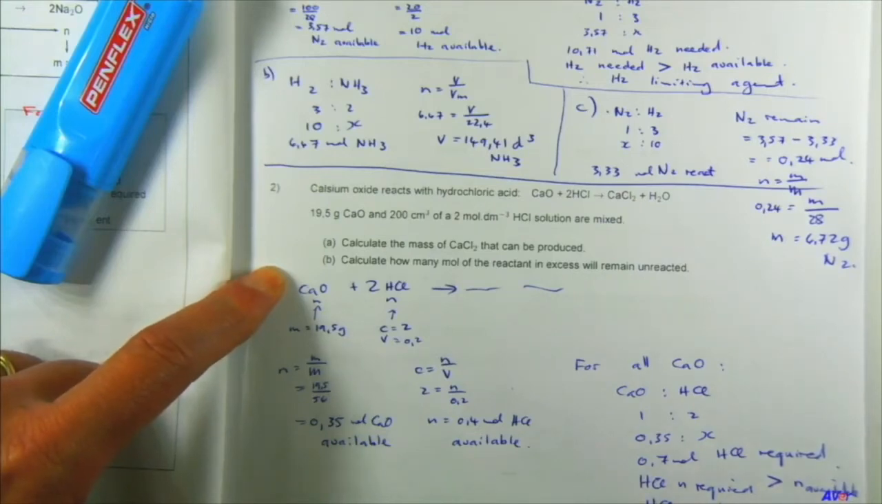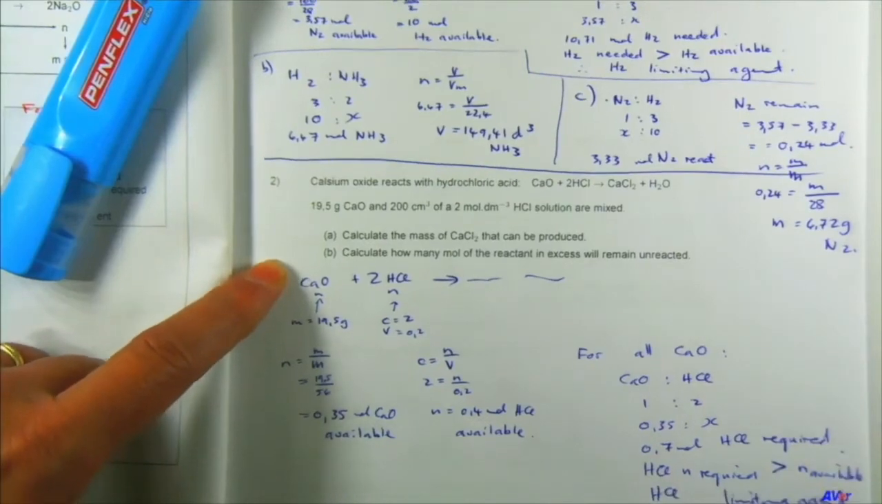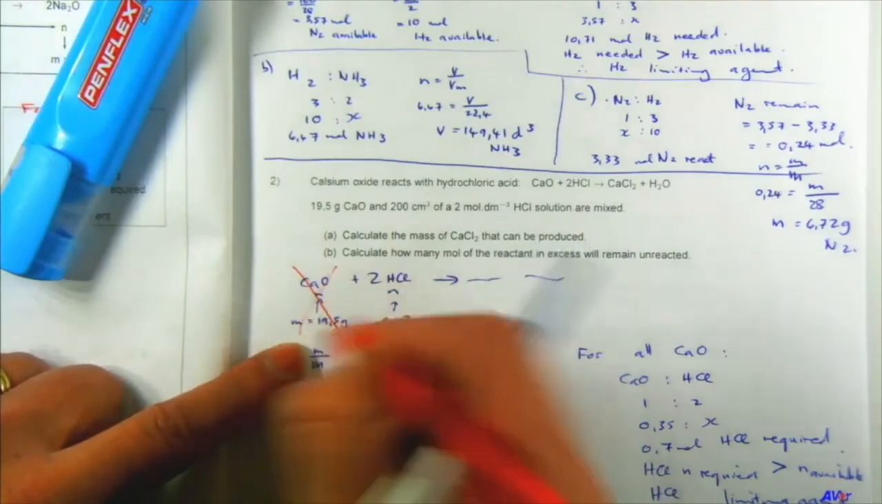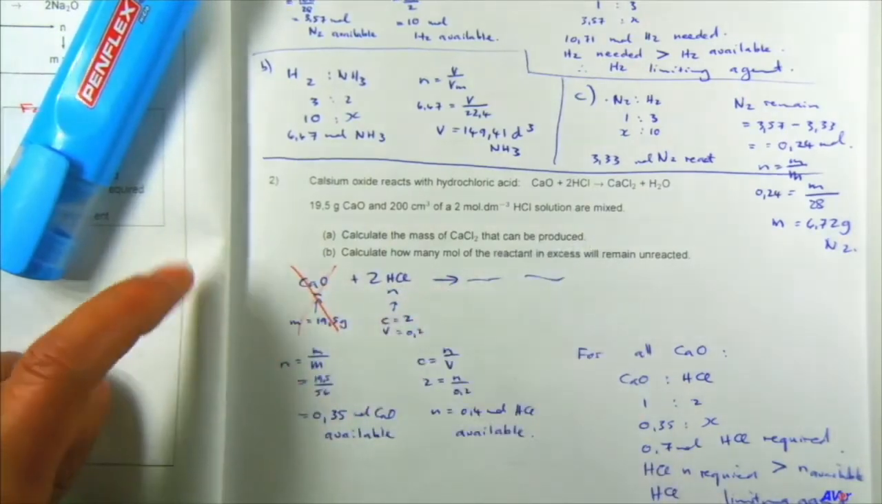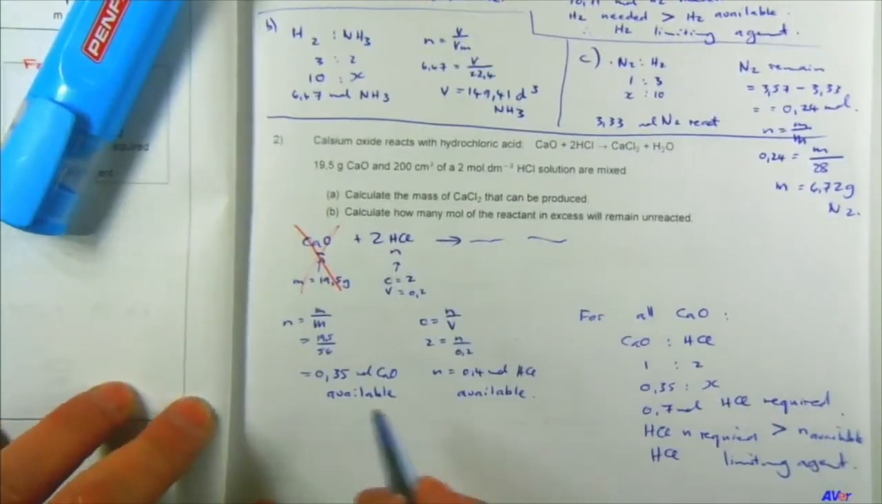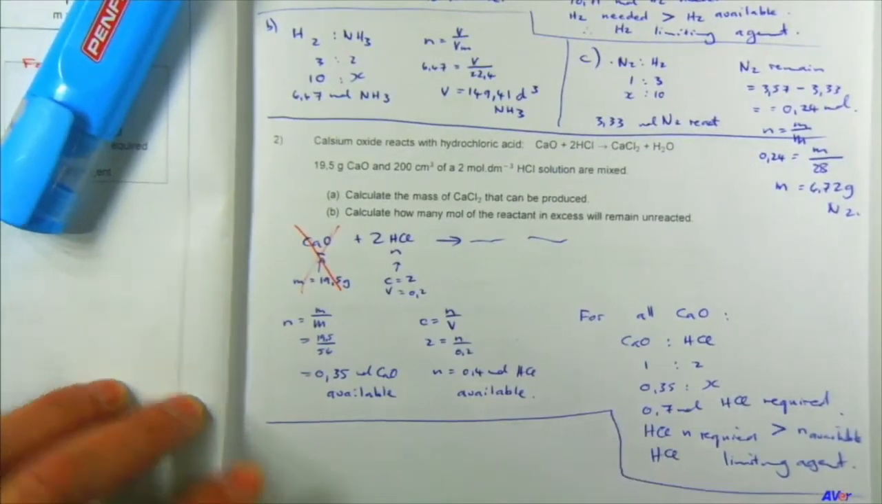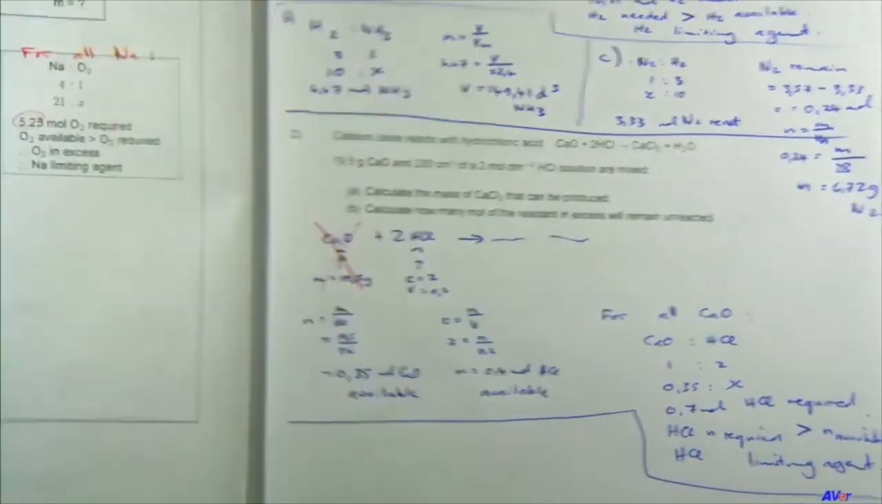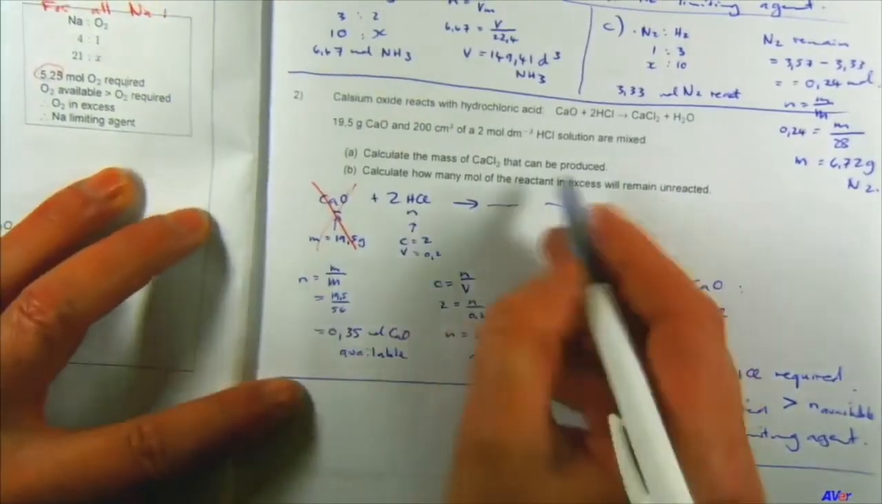Limiting agent, right. So immediately, if HCl is my limiting agent, I will just forget about calcium oxide for the rest of the question. Okay, so that was the first part. And then in part B, they ask you to calculate how much of the calcium chloride can form.